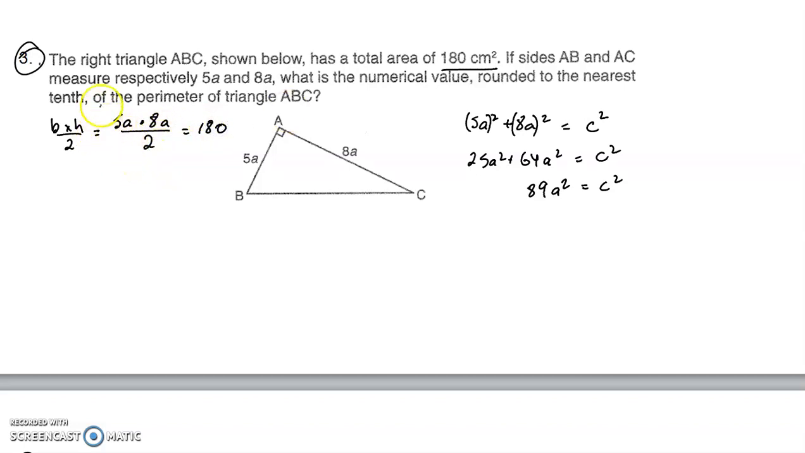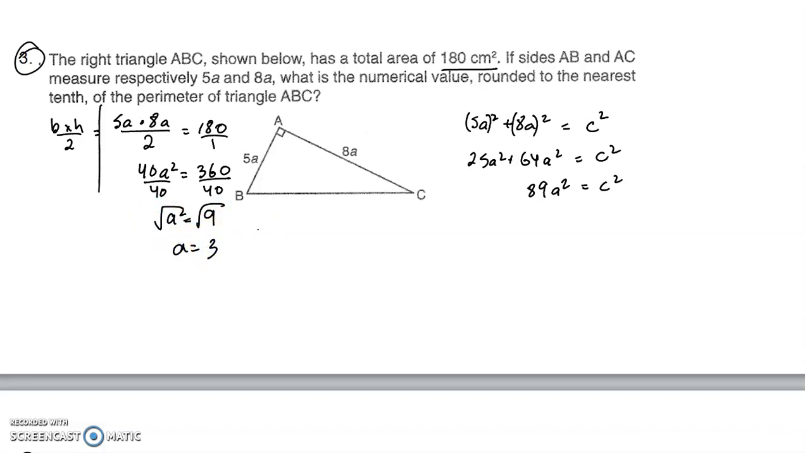So I'm going to take a look at this and say, okay, I'm going to cross multiply. And on the top left, that's going to be 40a squared equals 360. And divide both sides to get the a squared by itself. And that's going to be a squared is equal to 9. Nice value for working out. We can square root both sides. A is equal to 3.